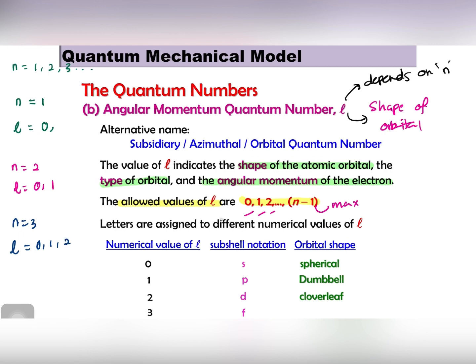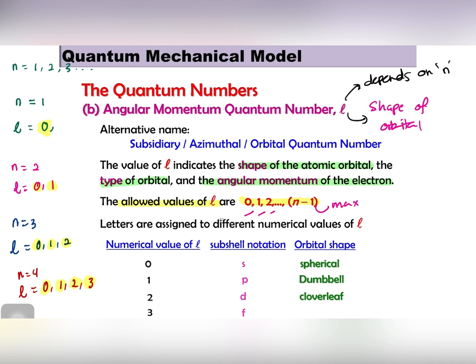And why does it stop at 2 only? Because n is 3 minus 1. Following this formula, the maximum is only until 2. Okay, so if you have n equals 4, the value of L will start from 0, 1, 2 and 3. And why stop at 3 only? Because 4 minus 1 equals 3. So this is its maximum. Okay, so what does L equals 0, 1, 2, 3 mean? What do these numbers mean?